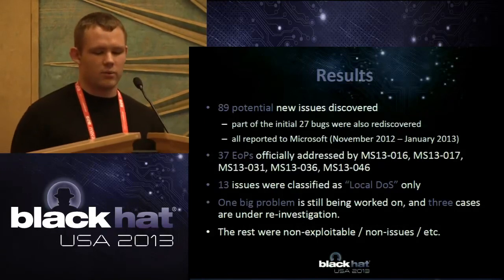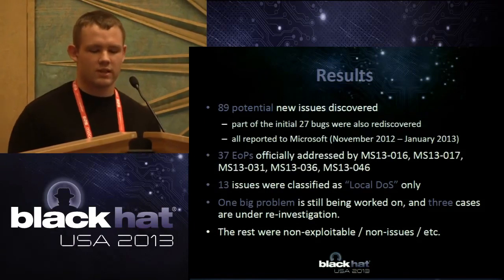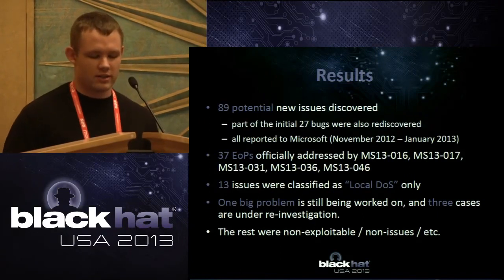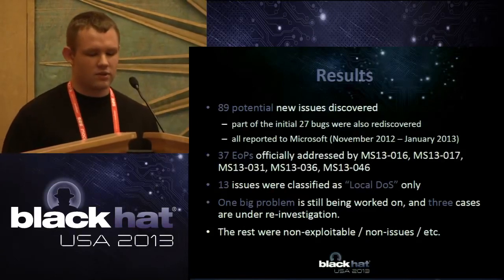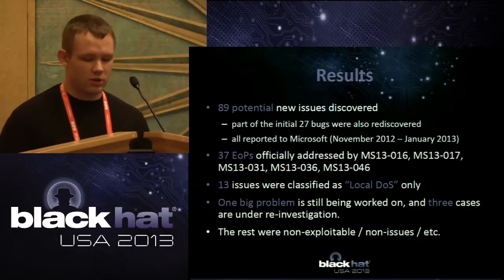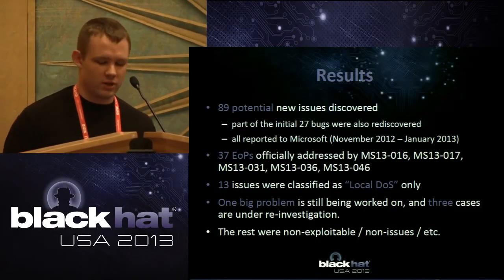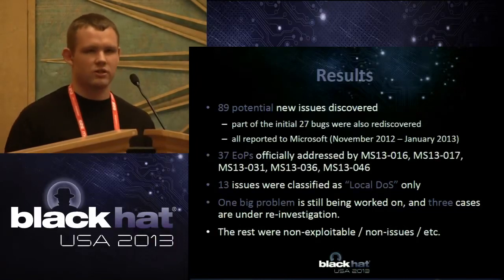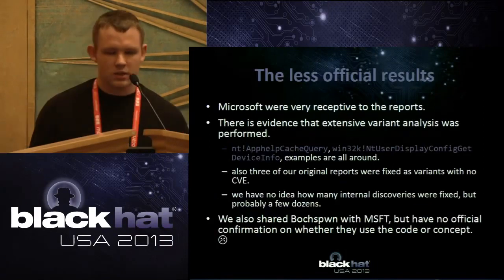Part of those were the initial 27 bugs that we also discovered, and we reported them to Microsoft throughout November last year to January this year. And these resulted in the fixes of 37 EOPs being addressed by 5 different Microsoft bulletins. 13 issues were classified as only DOS, and I think were not fixed. And then 1 big problem is still being worked on as far as we know, and 3 other cases are being reinvestigated by Microsoft. So the rest were either assessed non-exploitable or non-issues or requiring administrative access, which is not really considered an elevation of privileges and stuff like that. So these were the official results.